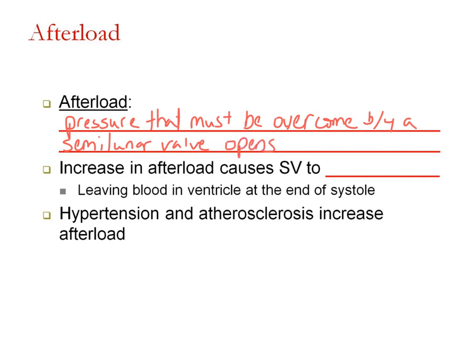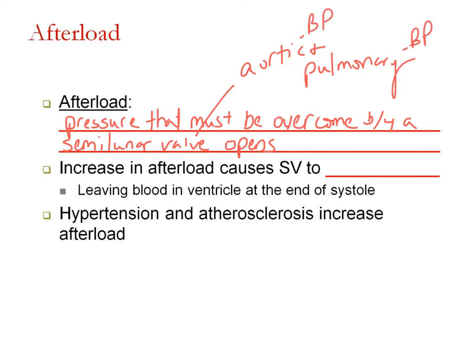Okay, so what are the semilunar valves? That is the aortic and pulmonary valves. Okay, so this is legitimately the aortic blood pressure and the pulmonary trunk blood pressure. So this is based on the blood pressure in the aorta and the blood pressure in the pulmonary trunk. That's actually what afterload is, okay?